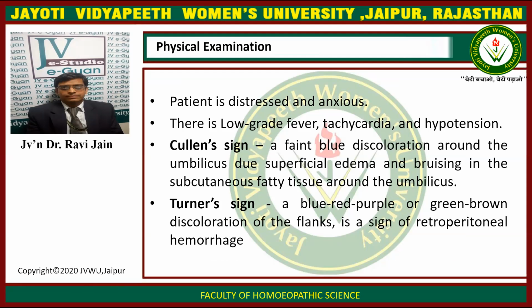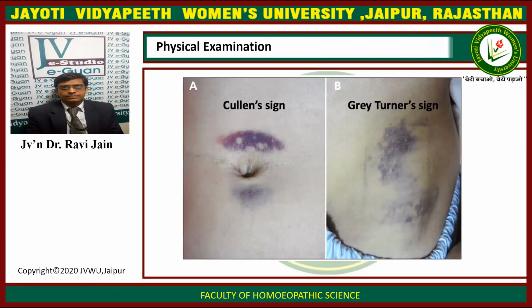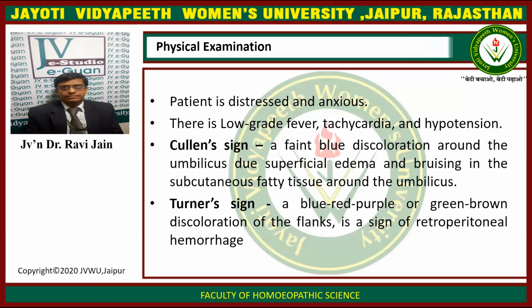Now we have another sign, that is Turner's sign. Turner's sign is also a blue, red, purple, or greenish discoloration, but this is present in the flank region. It is a blue, red, purple, or green-brown discoloration of the flank that is seen in retroperitoneal hemorrhage. So Cullen's sign is observed around the umbilicus and Turner's sign in the flank.